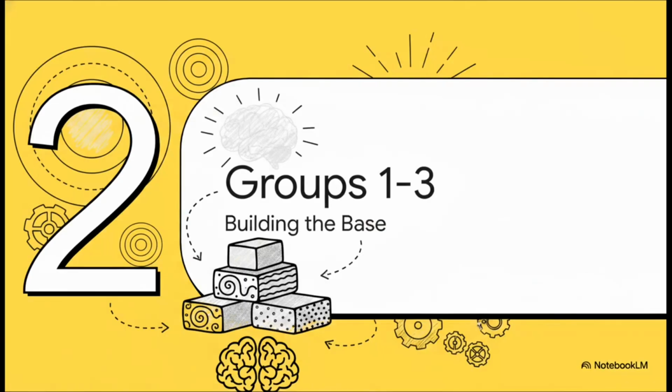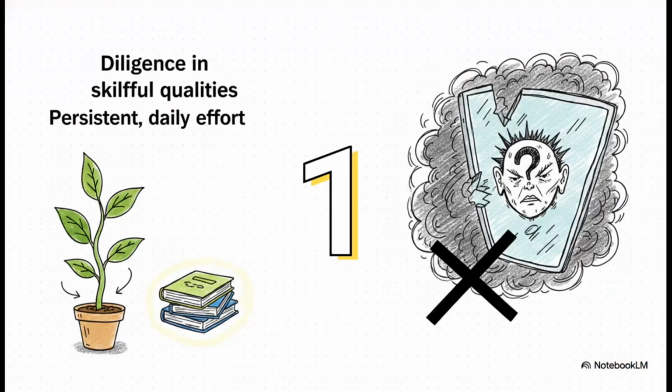Moving right along to part 2, the foundation, groups 1 through 3, building the base of the mind. Starting at the very bottom, with the simplest, most fundamental truths in the group of 1, we're looking at singular realities. Sariputta states that the single most helpful thing in this group is diligence in skillful qualities. Basically, that persistent, everyday effort to cultivate good. On the exact opposite end of the spectrum, the one thing you absolutely must give up is the conceit of I am. That ego-driven center of all our daily anxieties.